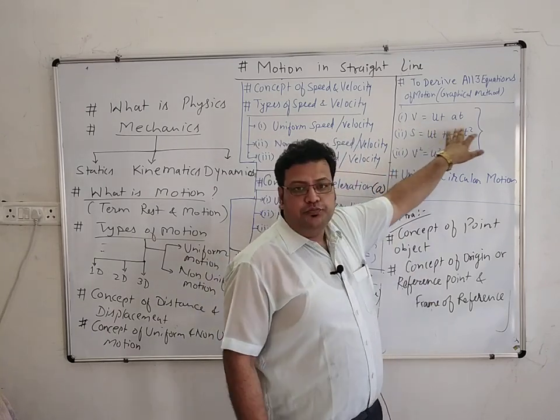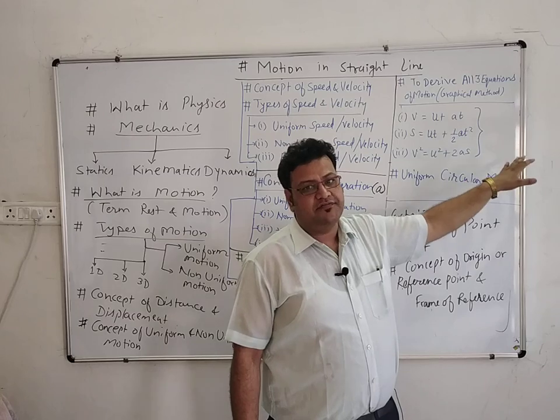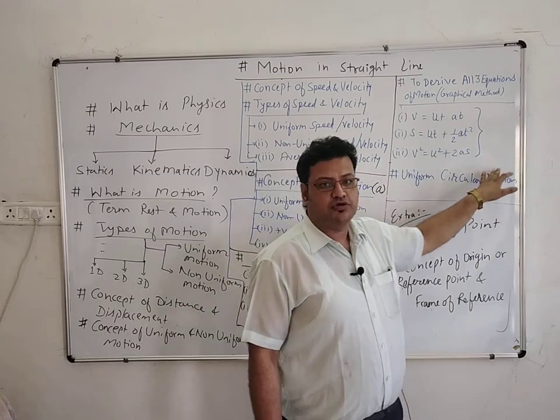v is equal to u plus at, s is equal to ut plus half at square, v square is equal to u square plus 2as.